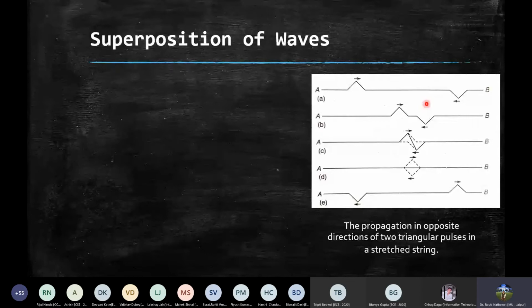Let's understand what we are explaining with this graph. This was the principle of superposition given by Young. You should also know about the scientist here.